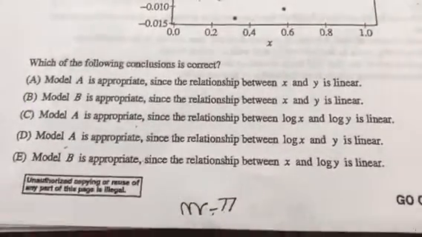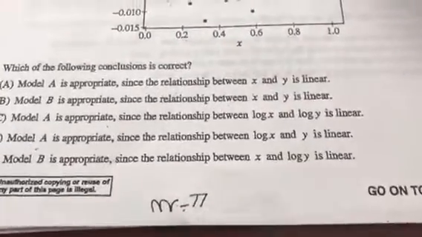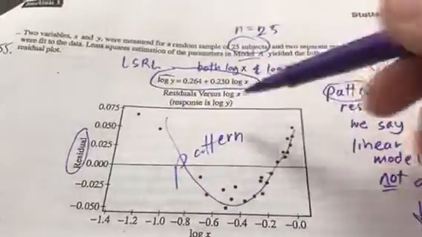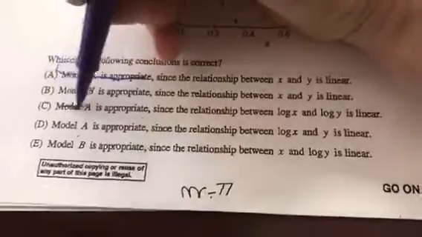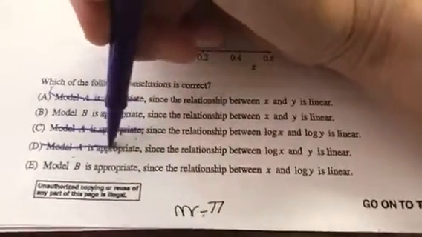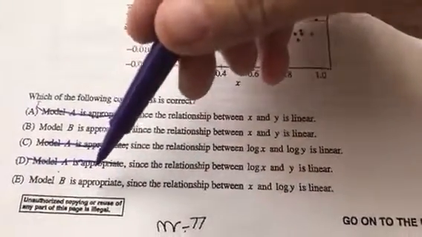Okay, so now, which one gives us the correct conclusion or summarizes what we just talked about? Model A is appropriate. Well, no, model A is not appropriate because it's got a frown. Model A, not appropriate because we see a pattern. So I'm going to go ahead and cancel out C and D. So I've basically narrowed it down. Why would model B be appropriate?